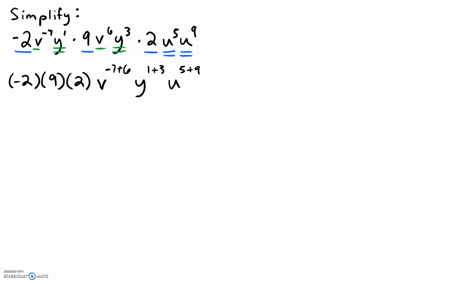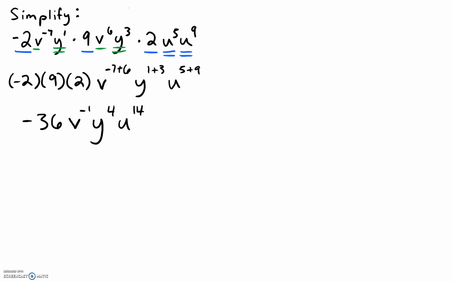So now we can just multiply the 9 times the 2 times the -2. That's going to give us -36. And we can do the addition in the exponents. So v to the -7 plus 6 is -1, v to the -1. Y to the 1 plus 3 is 4. And u to the 5 plus 9 is 14.